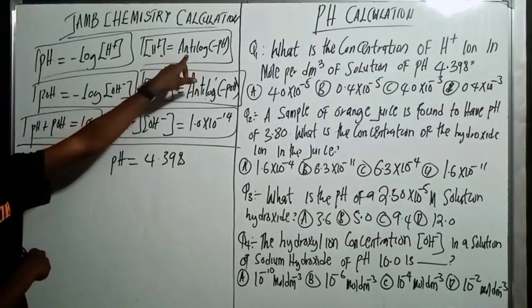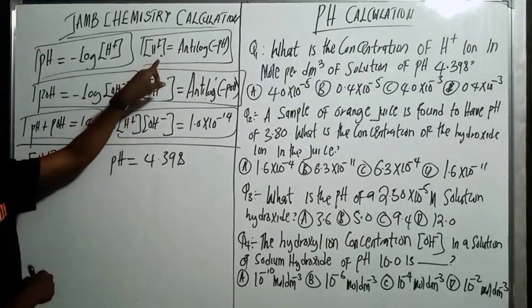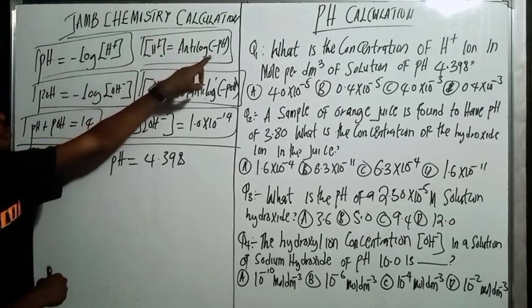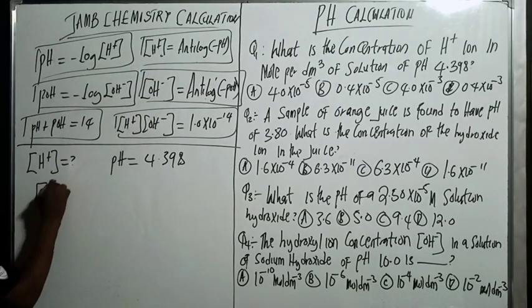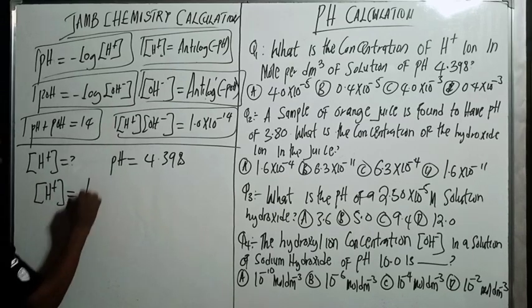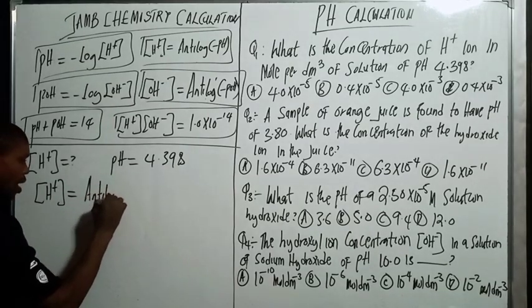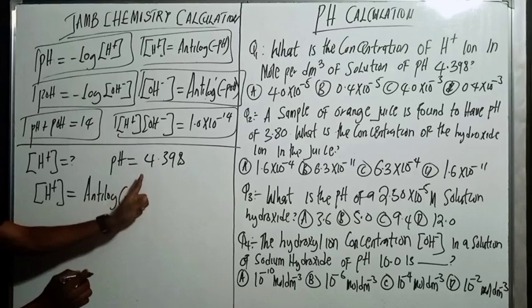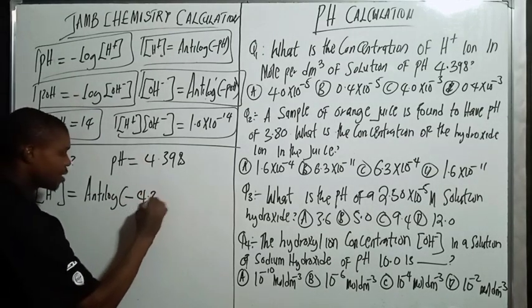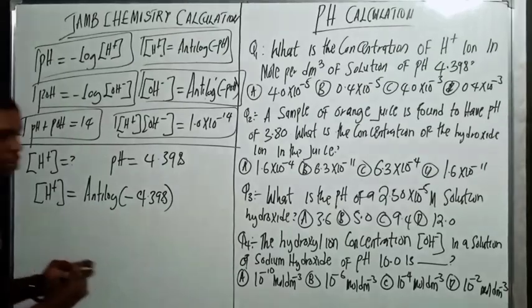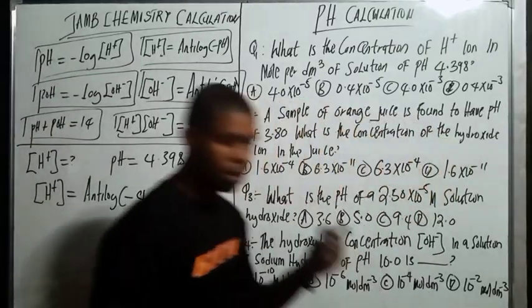So this is the formula we are going to make use of. H plus concentration equals antilog minus pH. So you have H plus concentration equals antilog minus the pH, which is 4.398. Do you understand? So this way you are going to need your calculator here.